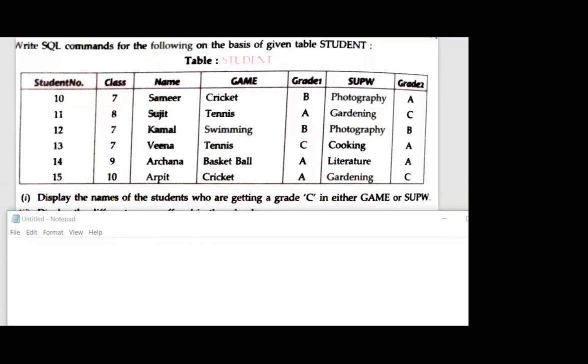I will also be typing the answer, because this is unsolved, so you will not have its answer. The question is: display the name of students who are getting a grade C in either game or SUPW. First of all, everybody is going to type the answer. Then we will discuss whether your answers are correct or not, or what the correct answer is.